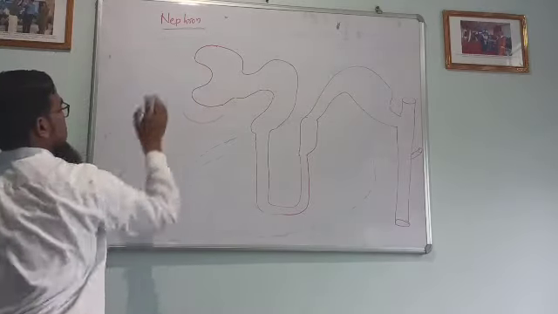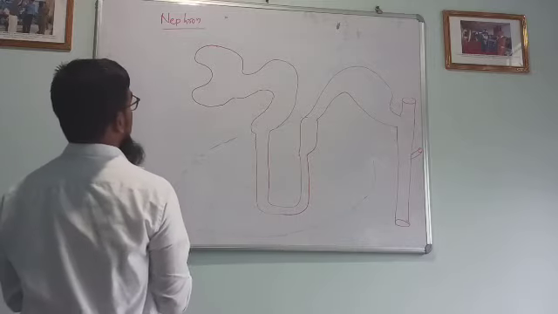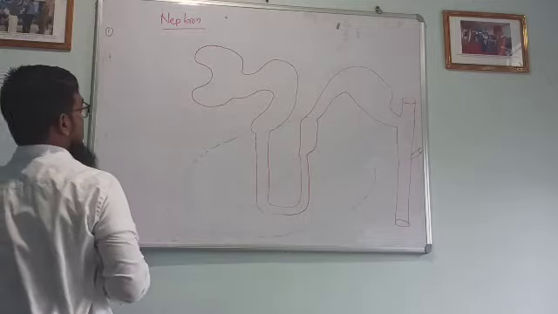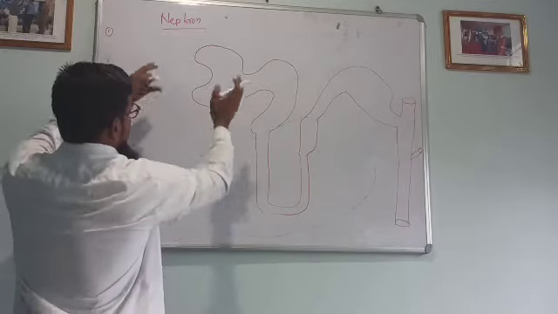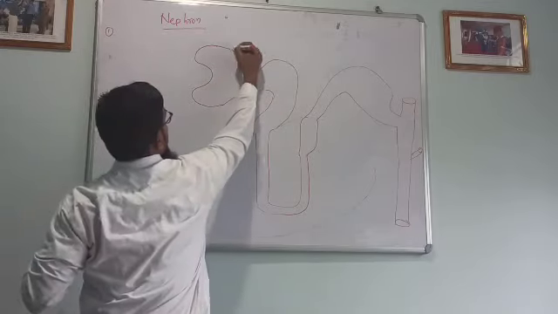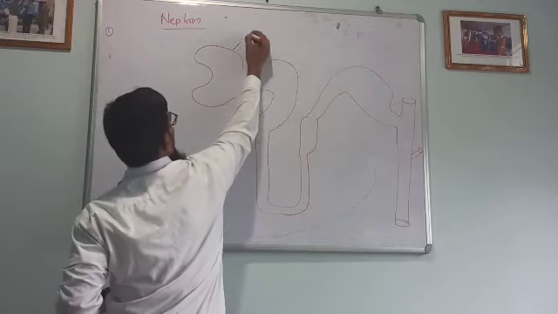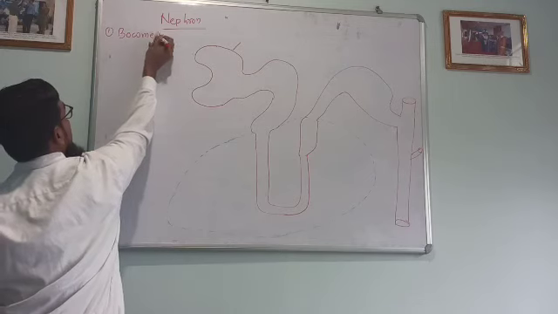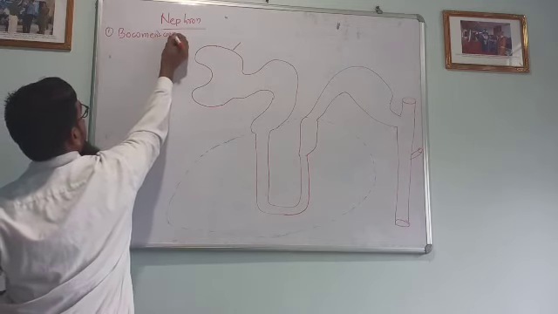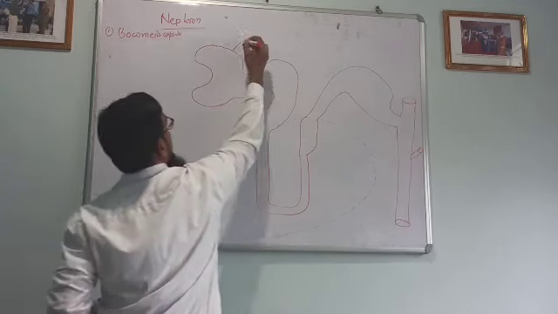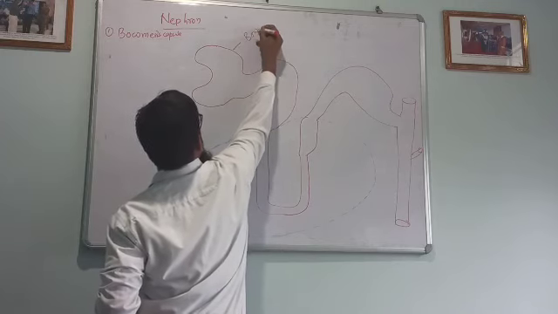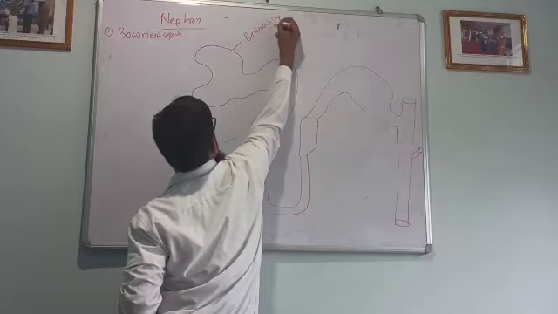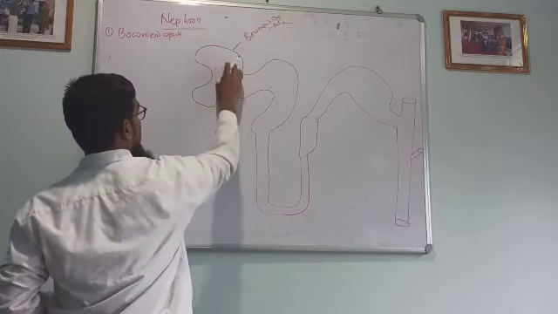This is from the starting part. So first of all, we will discuss the parts of nephron. The first part of the nephron is called Bowman's capsule. This is the Bowman's capsule.